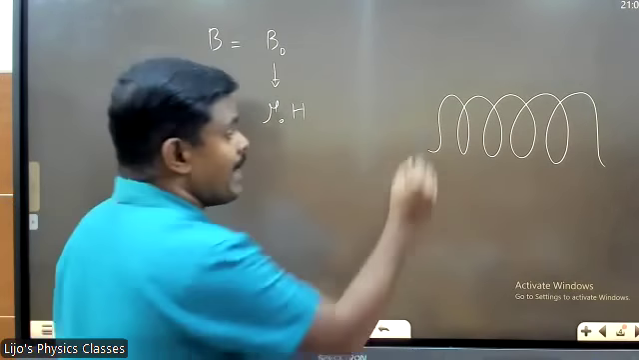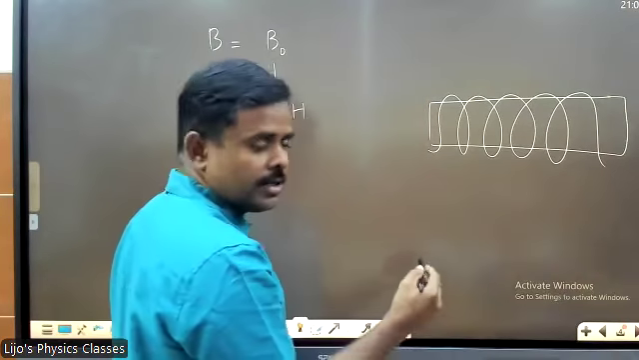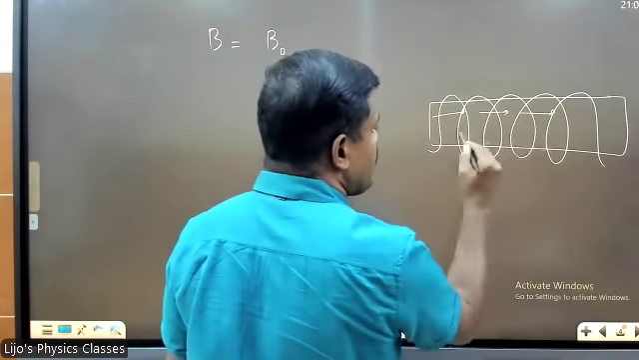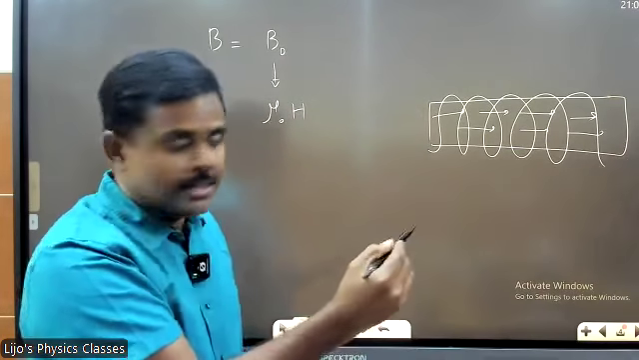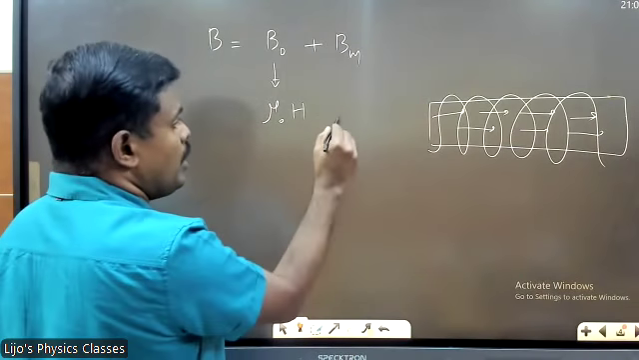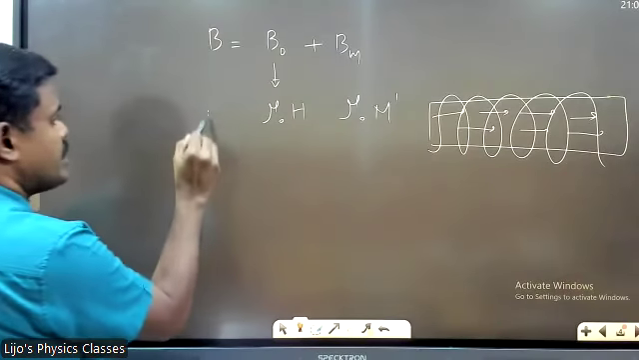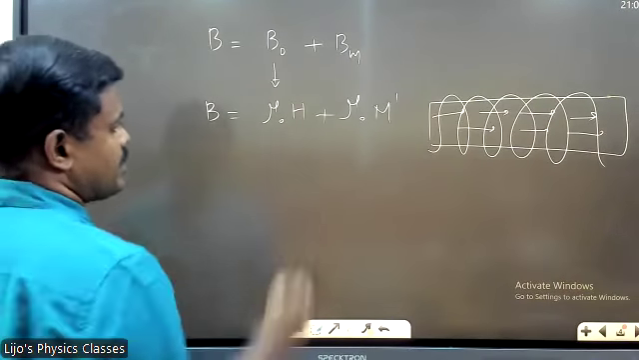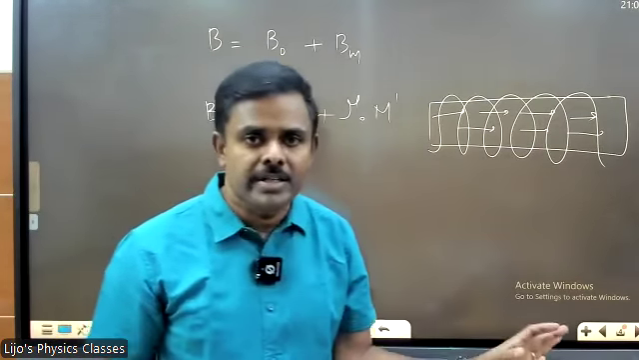Imagine I'm introducing a core inside, maybe an iron core. In that case, there will be alignment of dipoles, right? Atomic dipoles. Am I correct? So that contributes to another term that is called mu 0 times M dash. I'll tell you one more time. Look at this. The total magnetism inside the solenoid. I repeat one more time. What is the context?